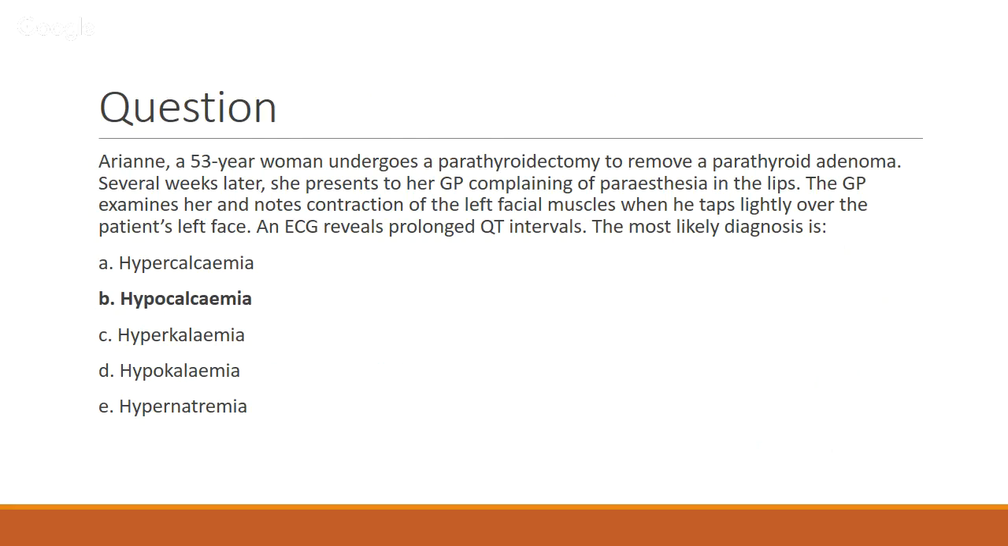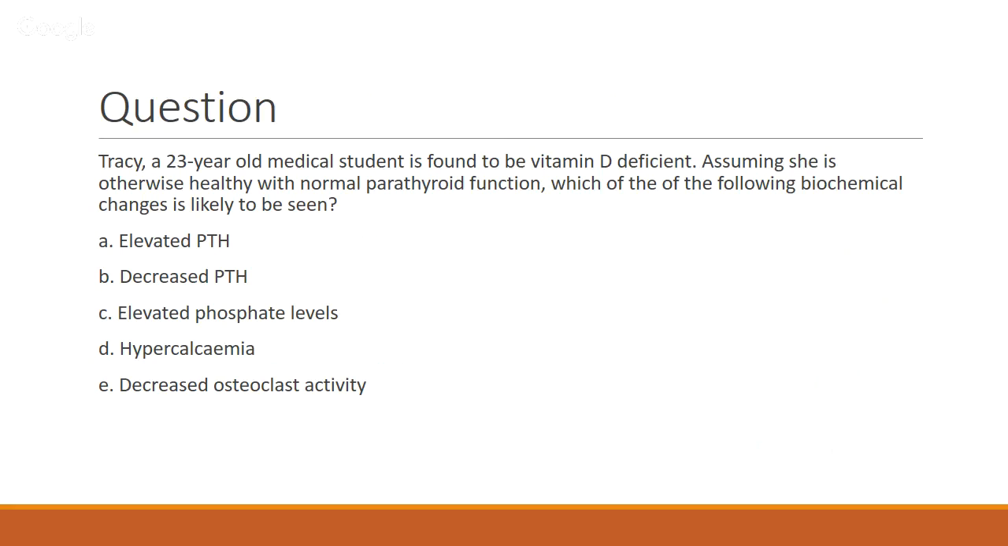Yeah, okay, so it's B because of the paresthesia and there's a clear description of Chvostek sign here. All right, next person.